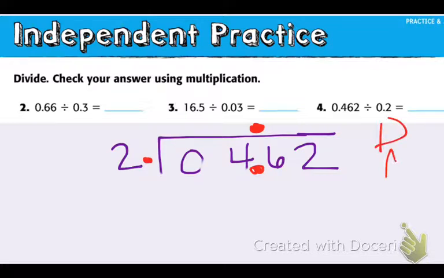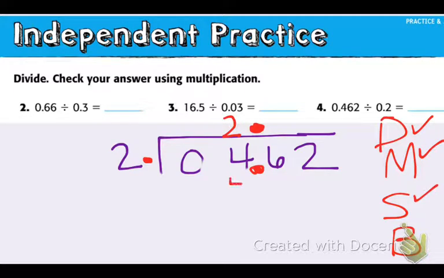Now step 4 is where we bring back those division steps. 2 divides into 4 2 times. 2 times 2 is 4. I can go ahead and subtract. Bring down that 6. Now I'm going to go back to divide. How many times will 2 divide into 6?